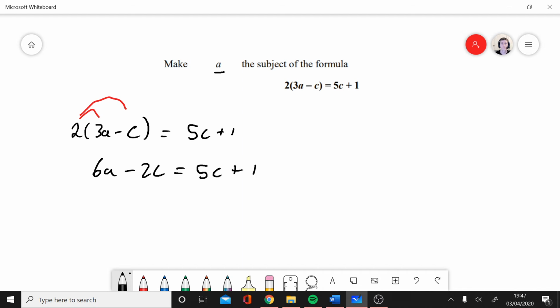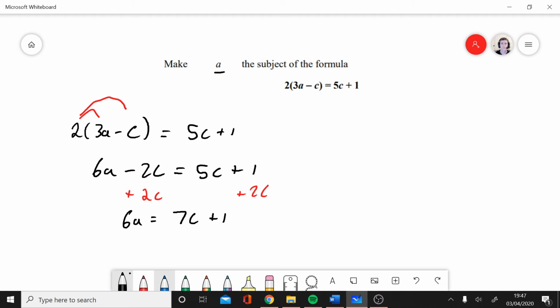plus 1. And so what we're going to do from this is add 2c to both sides, just like any other time. Minus 2c plus 2c, we end up with just 0. And so we only have a on the left-hand side. So we have 6a is equal to 7c plus 1, as we've added 2c to our 5c.